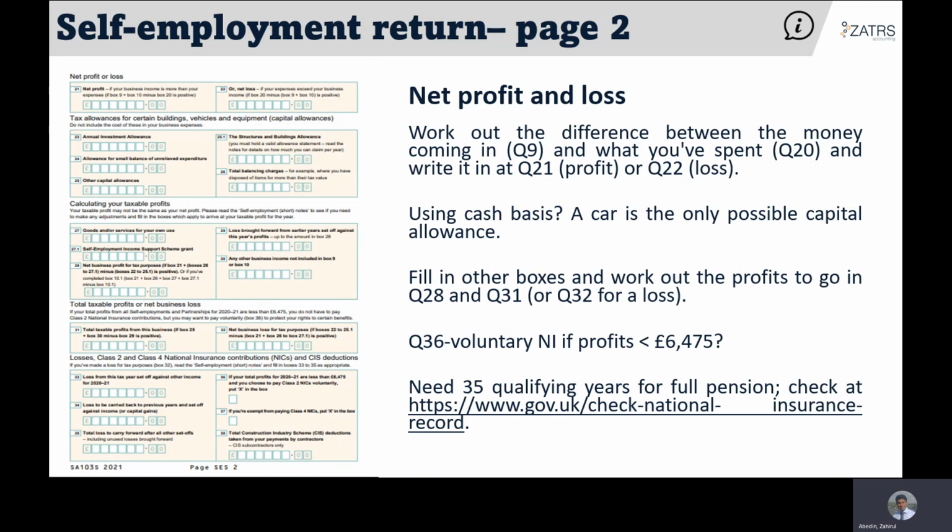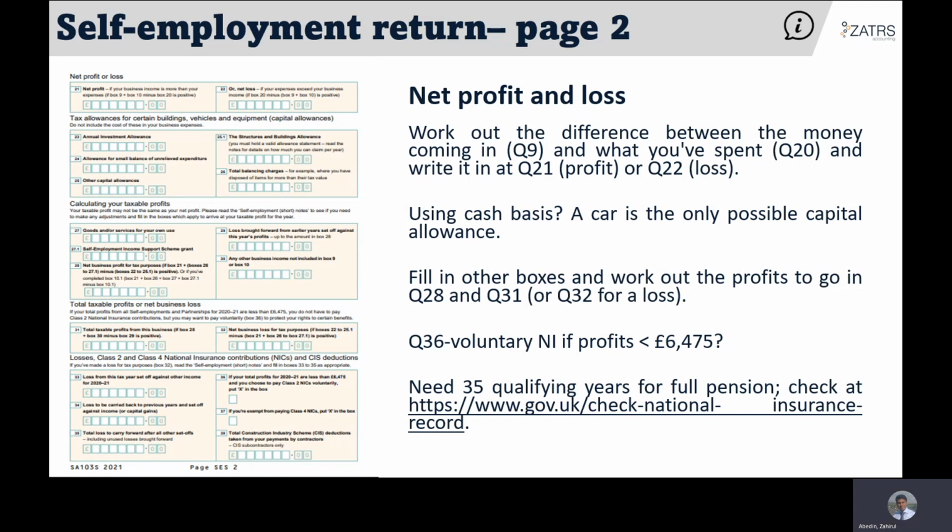Now, if you're using the cash basis that we mentioned before, the simple way of doing self-employed accounts, a car purchase for the business is the only possible capital allowance that you can claim for. Again, look at the guidance if you think that applies to you, because capital allowances are quite complicated things to deal with. Fill in the other boxes and chances are most of them will be zeros. And you will keep repeating those profit and loss figures that you come to in the boxes further down the table, such as in box 28 or box 31.